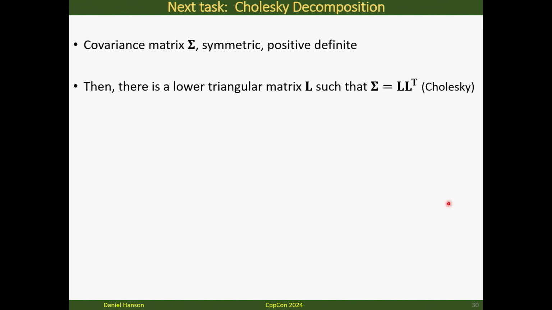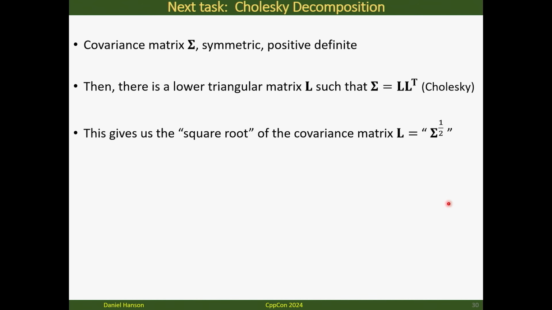What this gives us mnemonically is the square root of the covariance matrix. And you sometimes would actually see this written as sigma to the 1/2, okay? It's not a real thing, it's mnemonic. But it is the multivariate analog of a standard deviation.